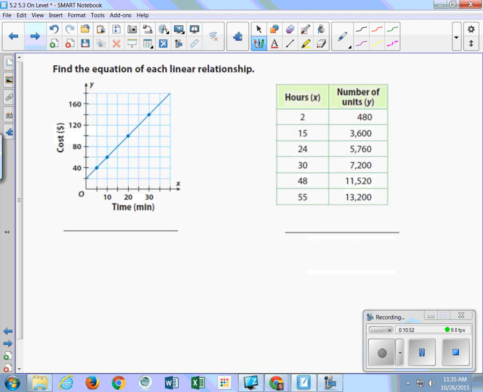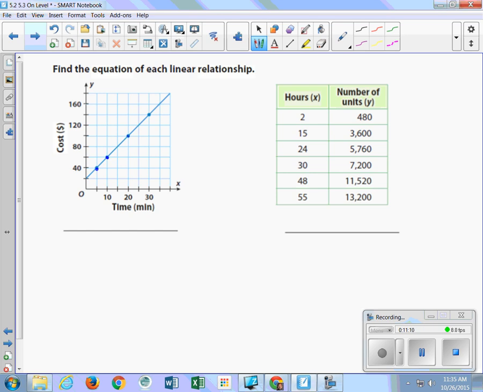All right. Next, find the equation for each linear relationship. Saying that they are linear means it is in a straight line. It may or may not be proportional. In the graph, it is not. So I've got a point here and a point there. I can find my slope, but these points are different.